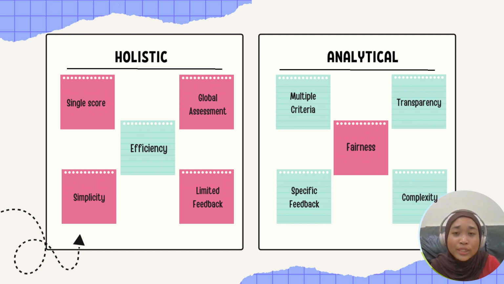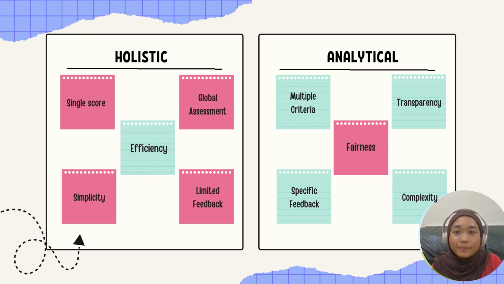Moving on to the analytical rubric, this analytical rubric is a scoring tool that breaks down the assessment, the task, into multiple criteria or dimensions. Why do I say that? Let's take a look at the characteristics. It has multiple criteria, where it assesses different dimensions or criteria separately, providing a detailed examination of various aspects of performance.